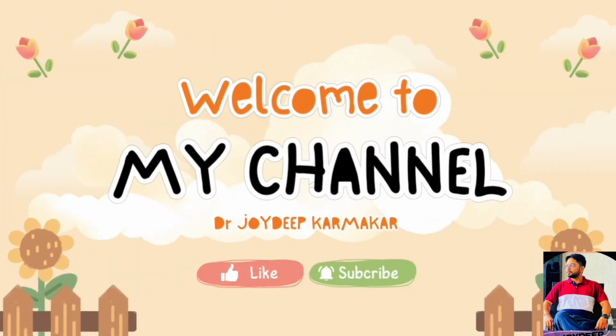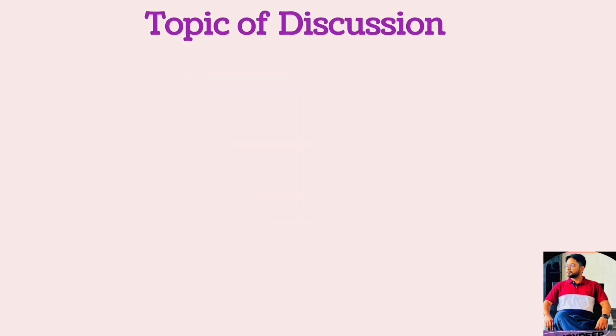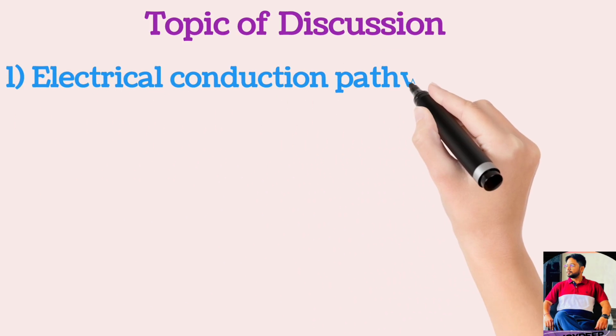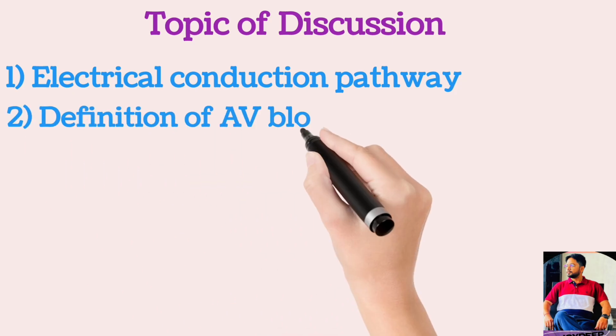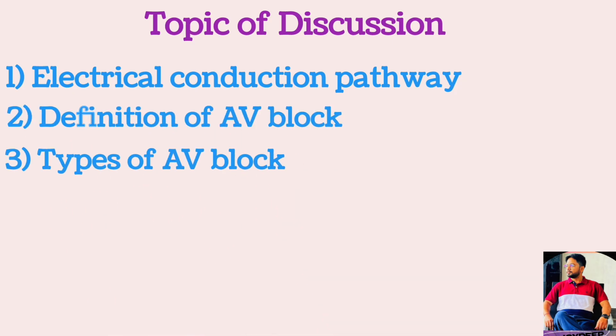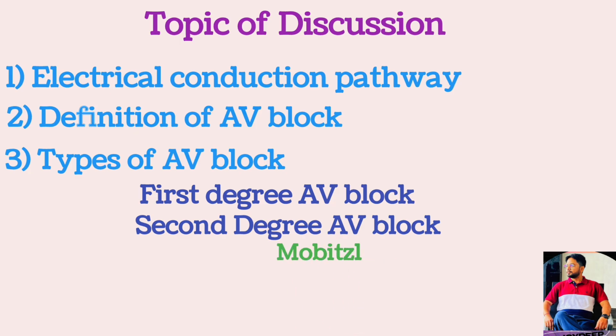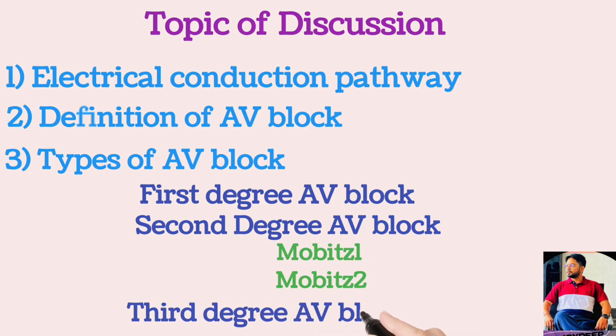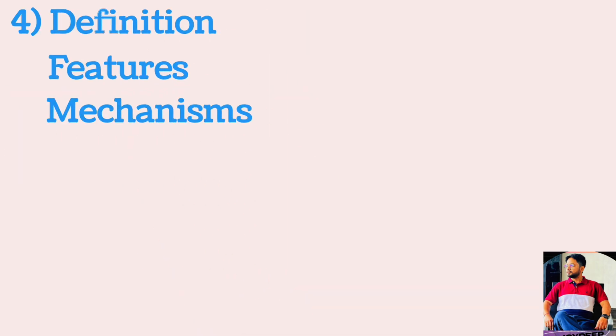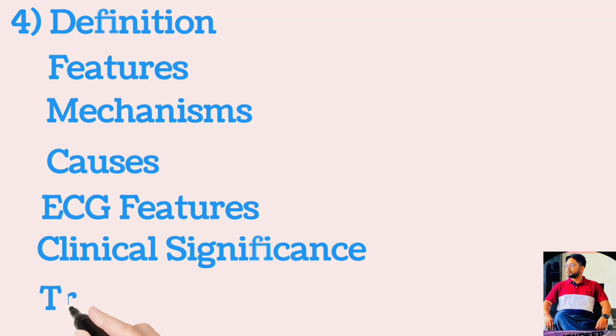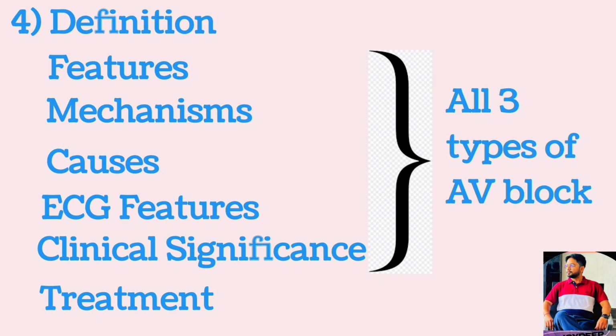In this video, we are going to learn about the normal electrical conduction pathway of the heart, the definition of AV block, and the types of AV block: first degree heart block, Mobitz type 1 second degree, Mobitz type 2 second degree, and third degree heart block. We will cover the definition of each block, with the features, mechanism and causes of all the types of atrioventricular block, their clinical significance, as well as the treatment.